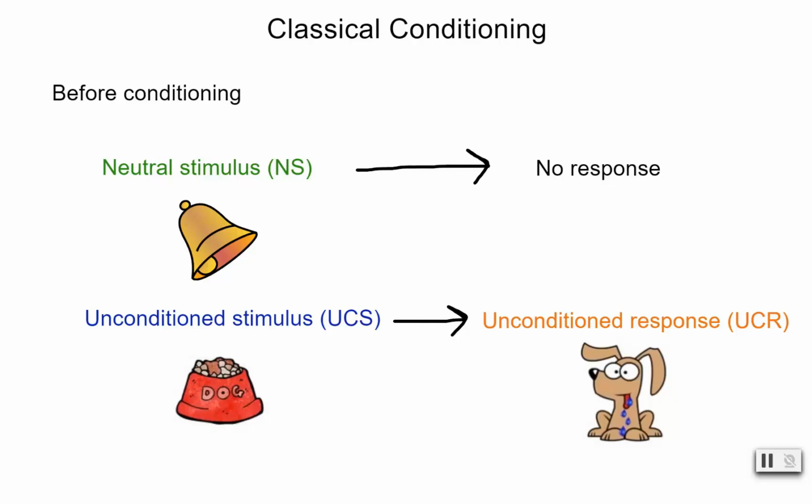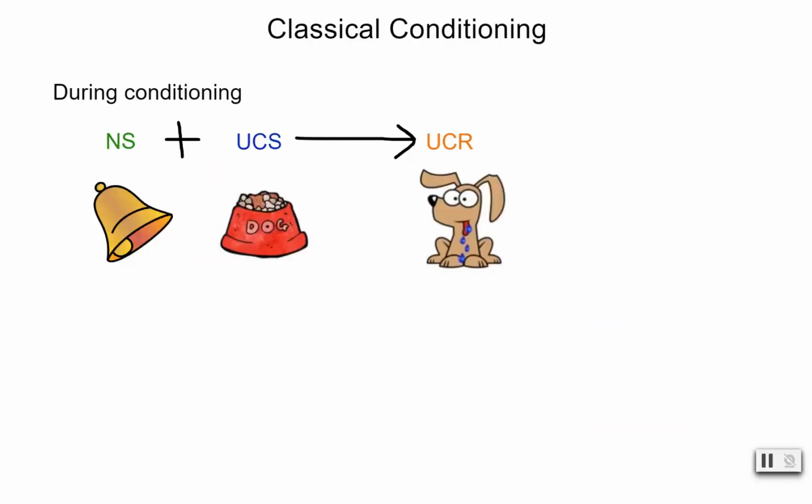So the next step is the conditioning process. So during conditioning, what we're going to do is ring the bell, present the dog with food, and the dog is going to salivate. But right now, while the dog is learning to make the association, the dog is salivating because the food is present. Whenever food is present, the dog will salivate. Except each time I ring the bell, present the food, ring the bell, present the food, the dog is learning to make an association between the food and the bell.